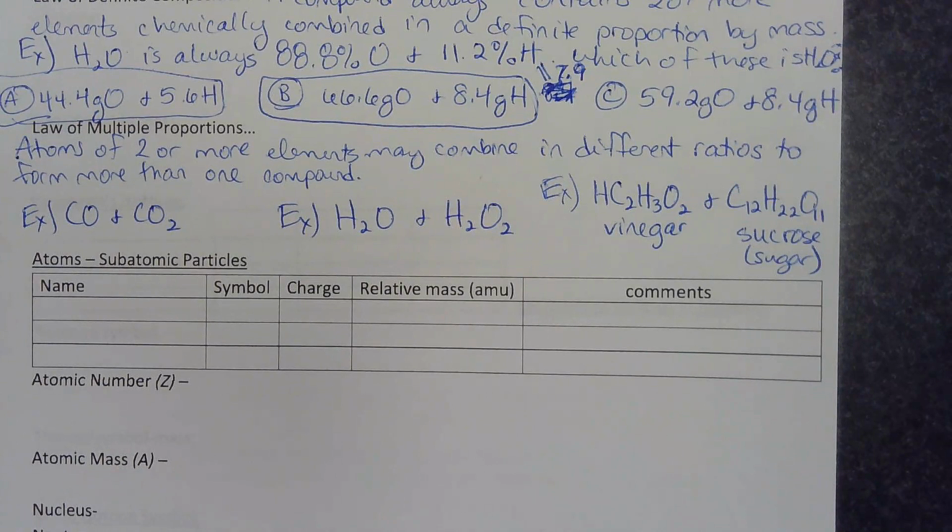Are those very different? Vinegar and sugar are quite different, but what do they both have? Carbon, hydrogen, and oxygen. In fact, you're going to find tons and tons. When you all go to 107, those of you that have to take 107 and 108, you're going to find that there are so many carbon-containing compounds that definitely supports the law of multiple proportions, because there are tons and tons.